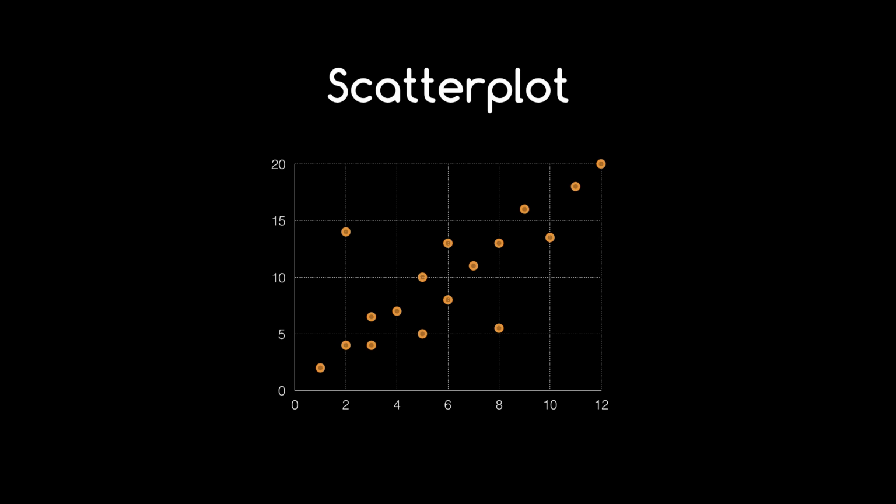Next chart is a scatter plot, and scatter plots are ideal when you have paired numerical data and you want to see if one variable impacts the other. And this is done by displaying a variable on each axis, to detect if a relationship or a correlation exists between the two.